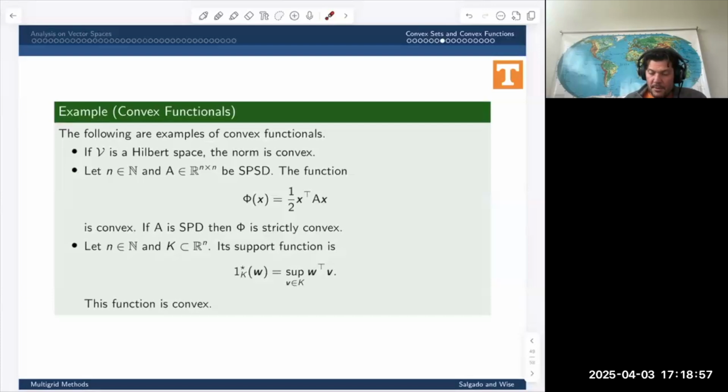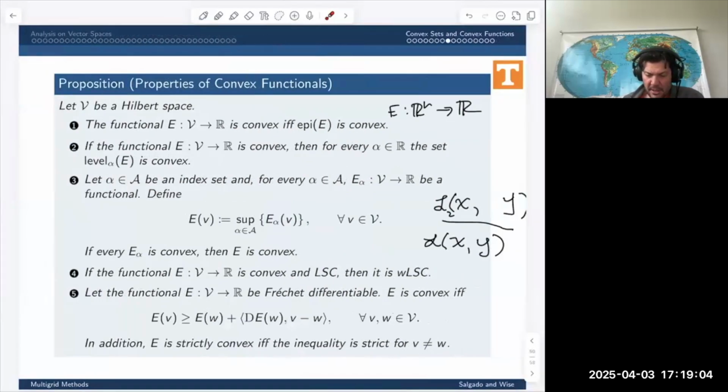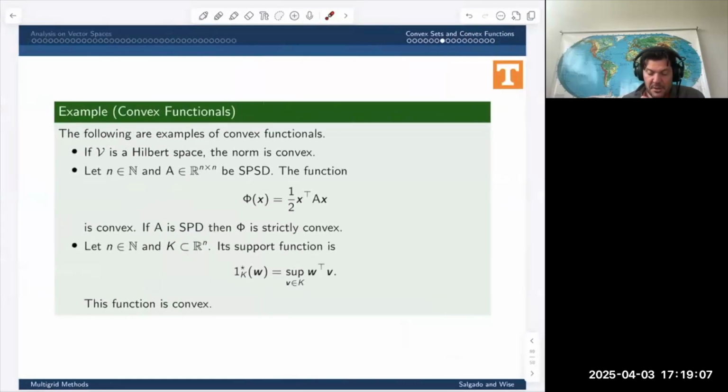All right. Last couple of, let's see, slides. I guess I probably won't get into this one. Let's do this example though. So the following are examples of convex functionals. So if V is a Hilbert space, then it turns out that the norm is convex. The easiest way to see that is, well, we could draw this in higher dimensions, but basically the picture always looks like this.